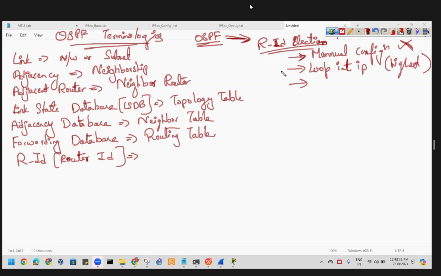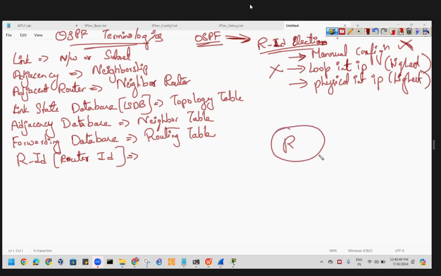Now, even if loopback is also not there, then the last thing is the highest physical interface IP address, again, the highest one. Understood? Last preference is given to the physical interface.